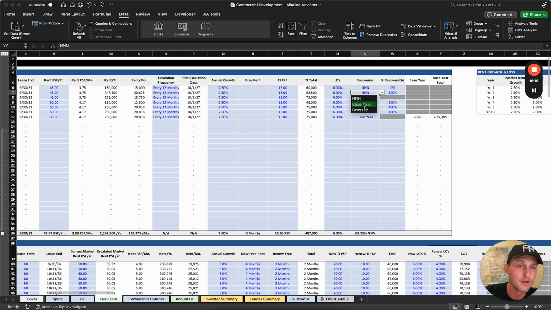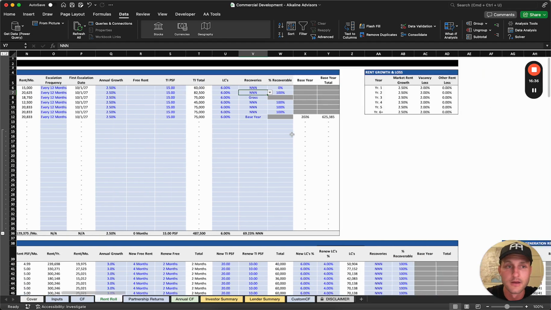Are they triple net? Is it a base year? If it's base year, you choose that, 2026, and it'll show what that base year total is given the square footage. Again, is it triple net or is it gross? If it's triple net, you can assign what percent of the expenses you are recovering. So you can assume 100, or maybe there's some leakage and you can assume 95, whatever you'd like.